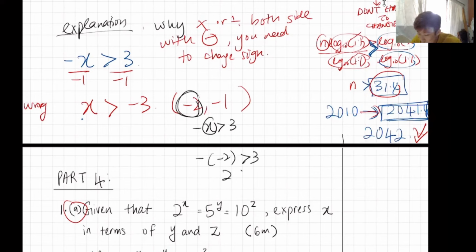I have 2 is greater than 3. Is this correct or not? It is wrong, because 2 is supposed to be smaller than 3. You understand what I mean? That is why, when you divide by a negative number, you flip the sign. This sign is supposed to be flipped to smaller than. This is the correct one.